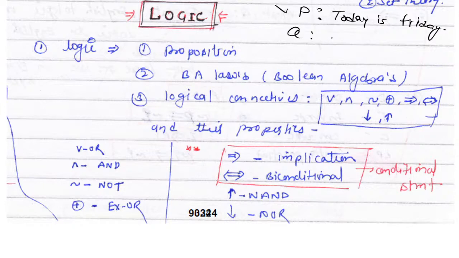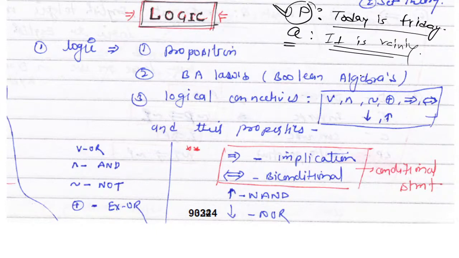And Q is the proposition: It is raining. This P is a propositional variable which is representing this proposition, and Q is a propositional variable which is representing this proposition. Now we will use this P, Q, and construct a new proposition. For example, I can construct a new proposition like this: P and Q.